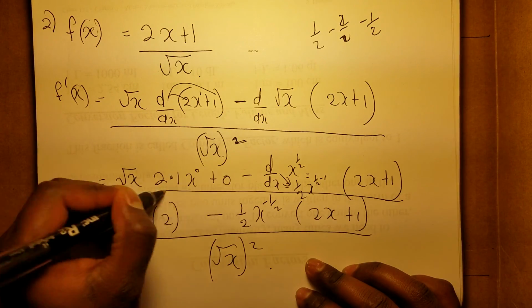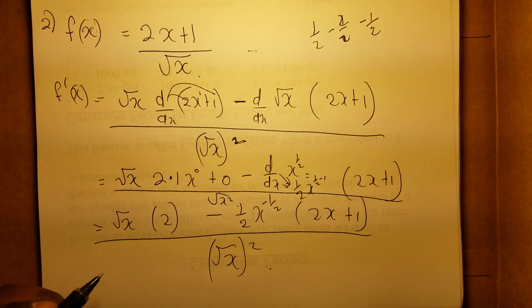Now for the test you want to put this over the square root of x squared so he knows. That's it. You can leave it like that if you want.